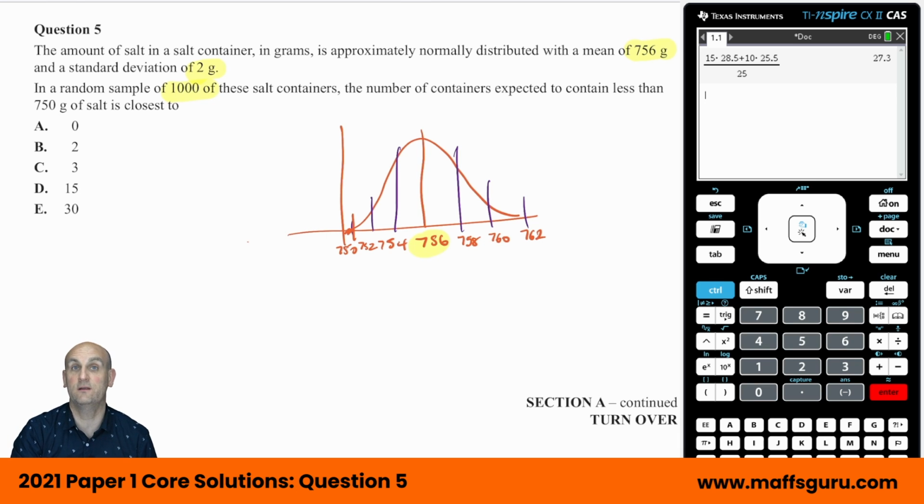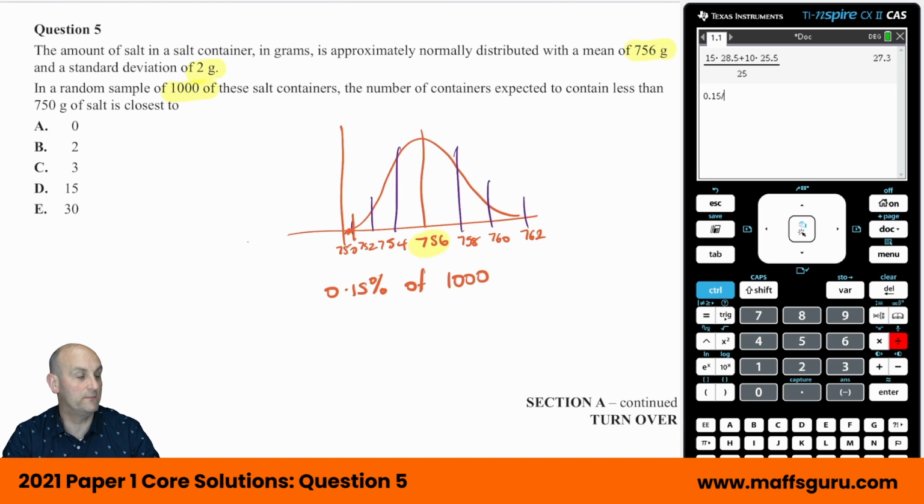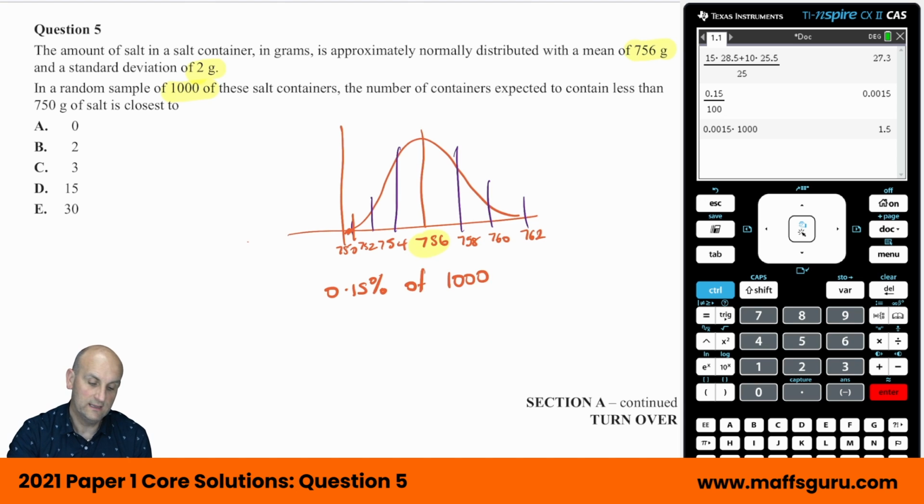Now, if you've got that diagram, you'll know that that is equal to 0.15% of my whole data. All right, so I now need to find 0.15% of 1,000. So 0.15 divided by 100 to turn it into a decimal, times it by 1,000, gives me 1.5. All right, so in a random sample, the number of containers expected to contain is closest to, in that situation, 2 would be the answer that I would suggest was correct.